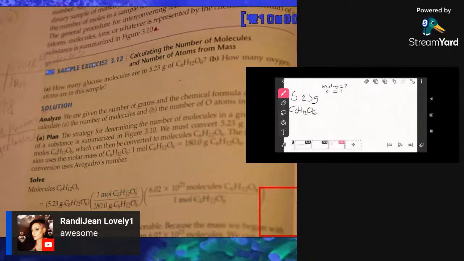All right. So anyways, we got our starting point. So we got 5.23 grams of glucose, and then we got to figure out the molecular weight. So C times 12 plus 12 times 1 because of the hydrogen. See that? Plus 6 times 16 because that's how much oxygen weighs. And this is going to give me the molecular weight.